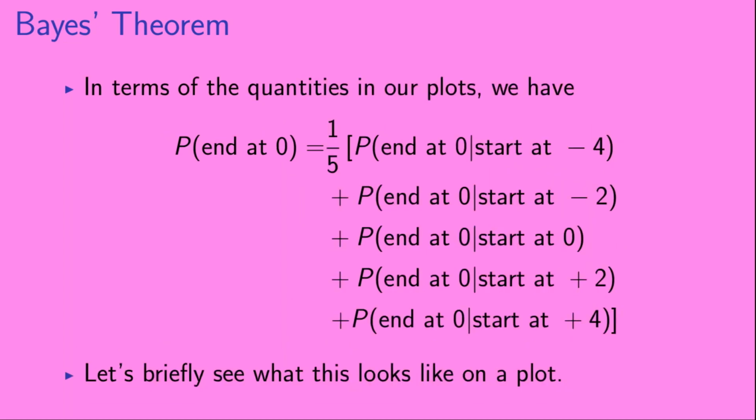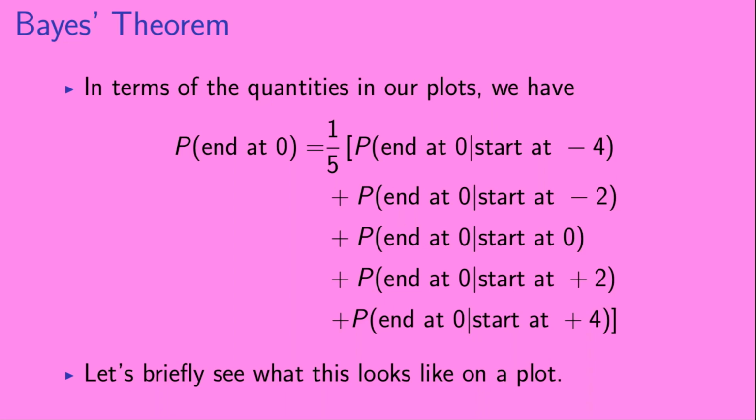So in terms of the quantities in our plots, we have that the probability for the object to end at 0 is equal to 1/5 times the sum of these terms. So the probability that the object will end at 0 given that it started at -4 plus the probability that the object will end at 0 given that it started at -2, etc.